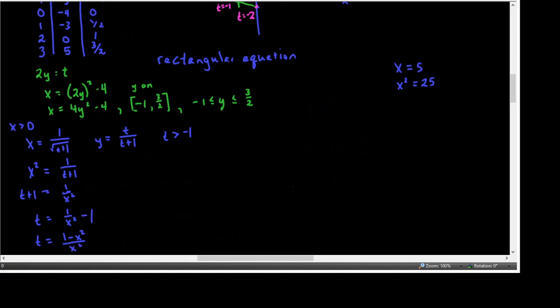Okay, now that we've solved for t, let's substitute into the y equation with that value of t. So y will be 1 minus x squared over x squared, divided by 1 minus x squared over x squared plus 1.